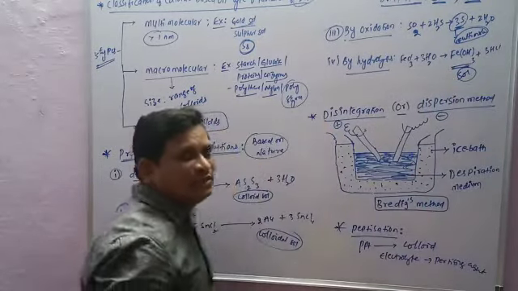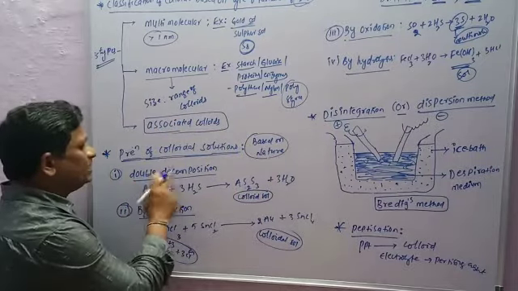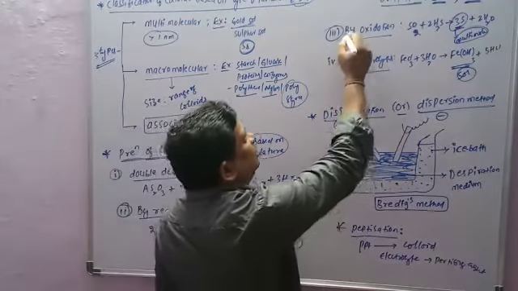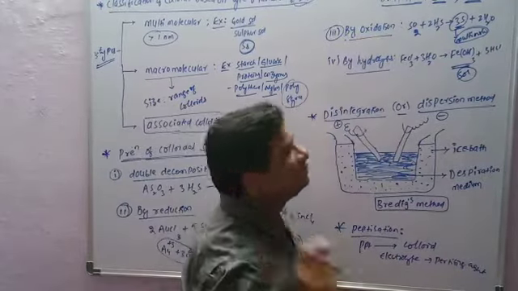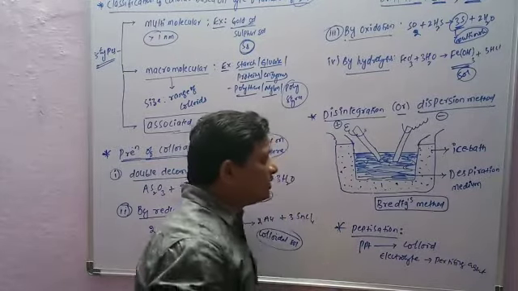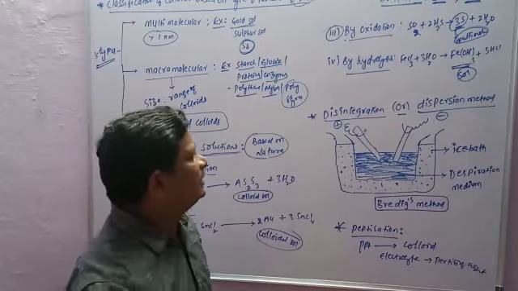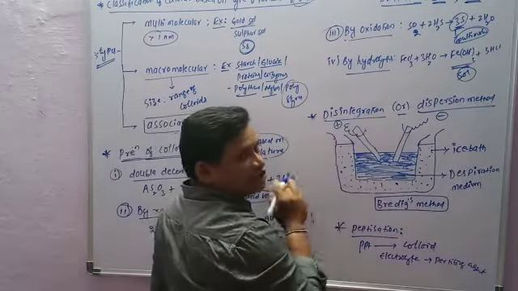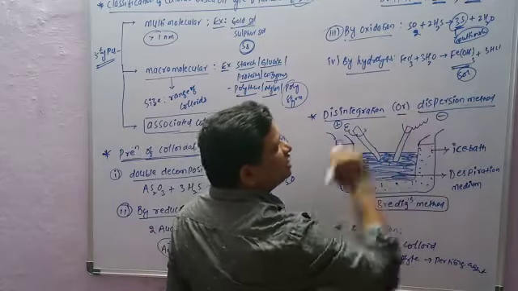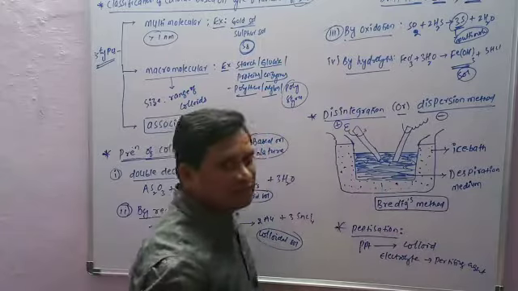These are the simple preparation methods, that is, chemical methods. One is double decomposition, second is by reduction, third is by oxidation, fourth is by hydrolysis. So next are the experimental methods, the disintegration or dispersion method. What is a disintegration or dispersion method?